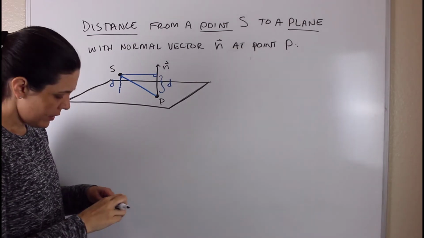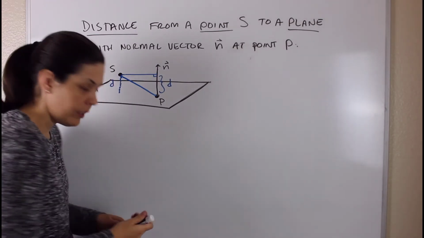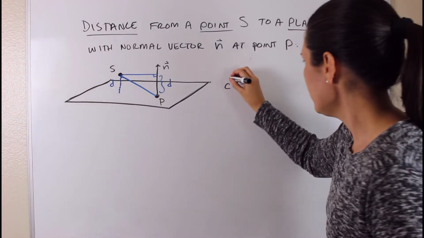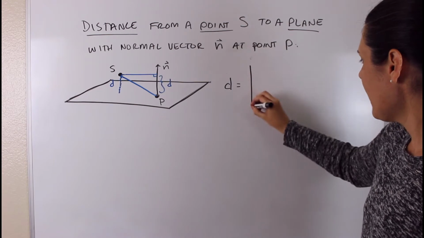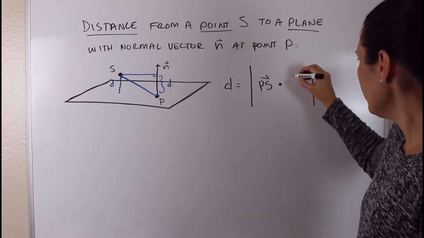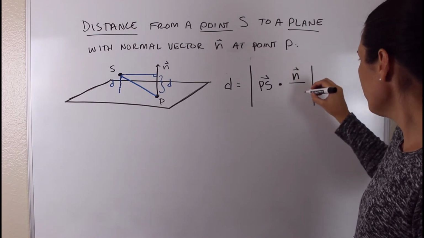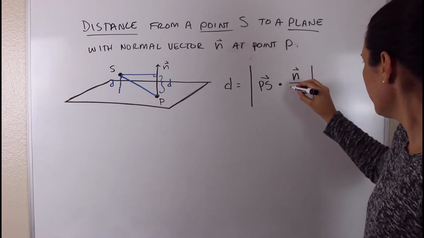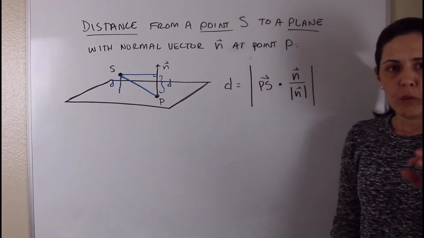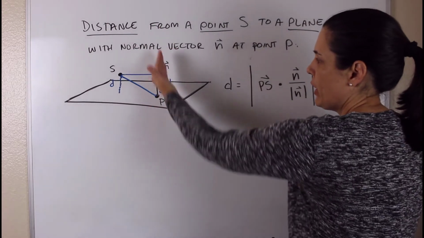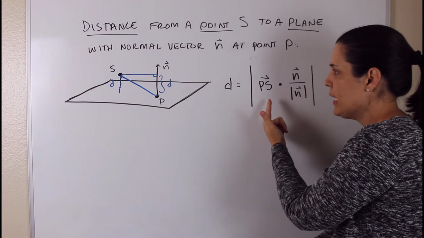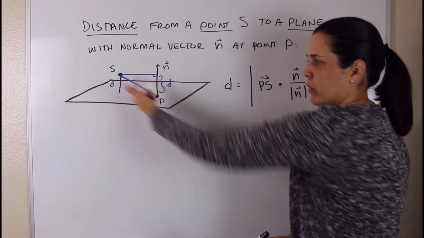And so what we end up getting for this calculation is the following formula. The distance, d, is equal to the magnitude of the vector PS dotted with the unit normal vector, n over its magnitude. What we're interested in here is just the direction of n. That's what this is giving us when we turn it into a unit vector. And PS is this vector from point P to our point S.